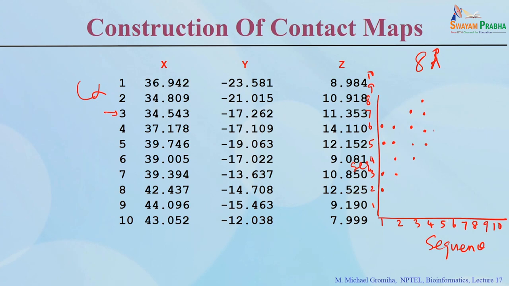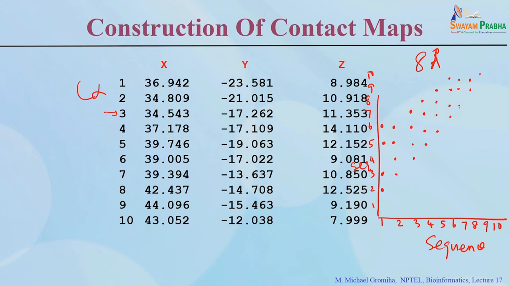Then 5. 5 and 6? Yes. 5 and 7? Yes. 5 and 8? Yes. 5 and 9? Yes. 5 and 10? Maybe no. Then 6 and 7, yes. 6 and 8, yes. 6 and 9, no. 6 and 10, okay, I'll put yes. Then 7 and 8, yes. 7 and 9, yes. 7 and 10, yes. Then 8 and 9, 8 and 10, 9 and 10. So you can consider the matrix.